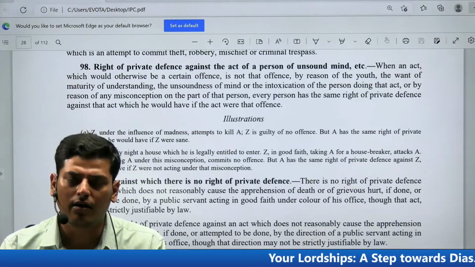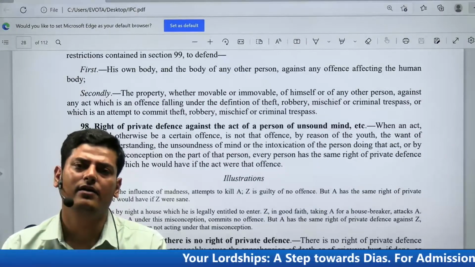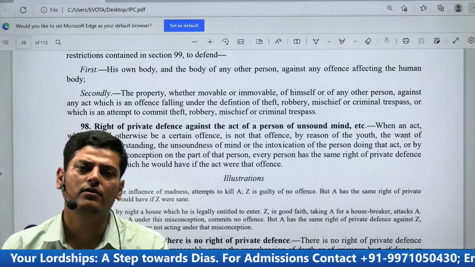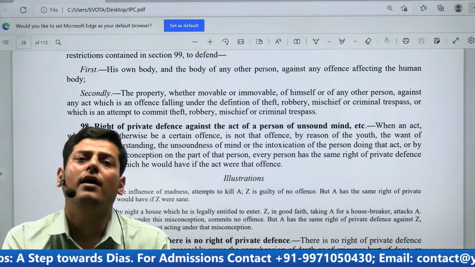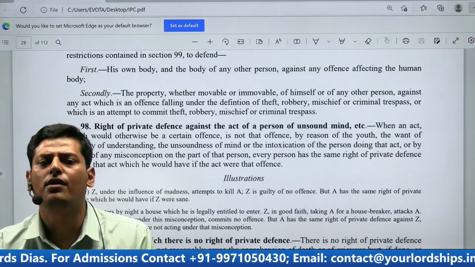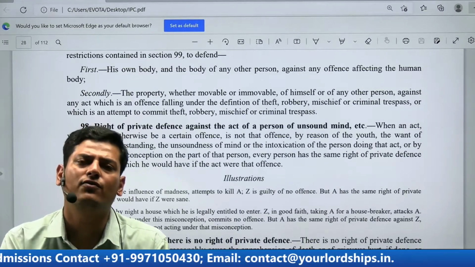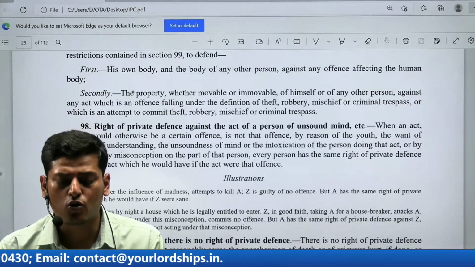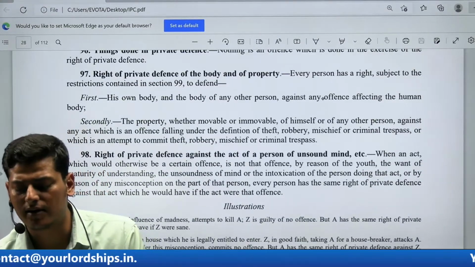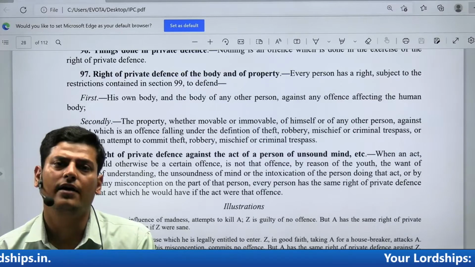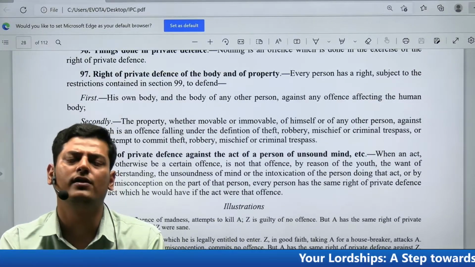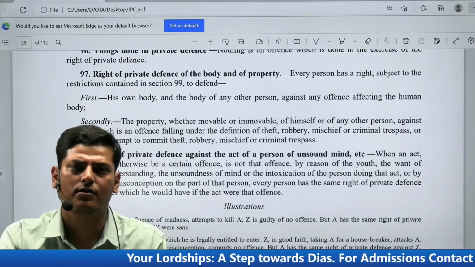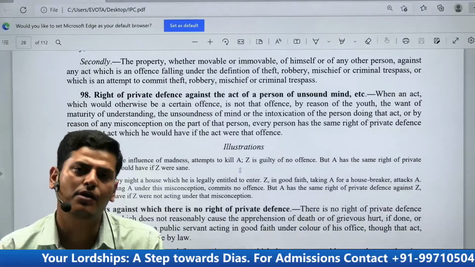अरे भाई, जब nothing is an offense है और यहां पे कह रहा है कि it is available against an offense, 84 में कह रहा है nothing is an offense, तो क्या against such act of an intoxicated person, against such act of an infant, against such act of an unsound person, since the scope of right of private defense specifically mentions that it should be an offense, and 84 says that nothing is an offense, 82 says that nothing is an offense, then will there be a right of private defense? Obviously yes, because section 98 says so.